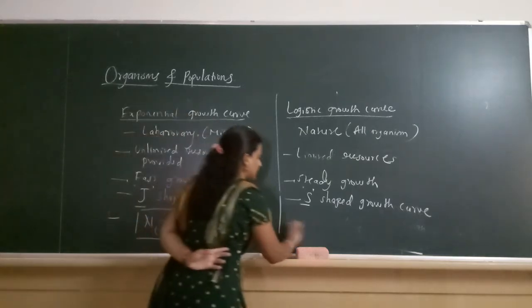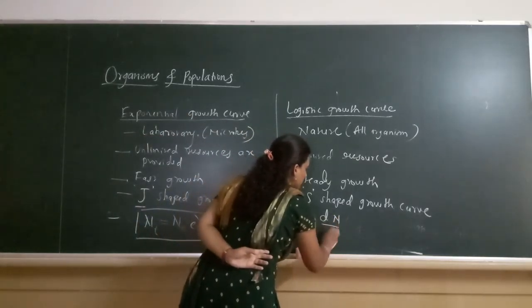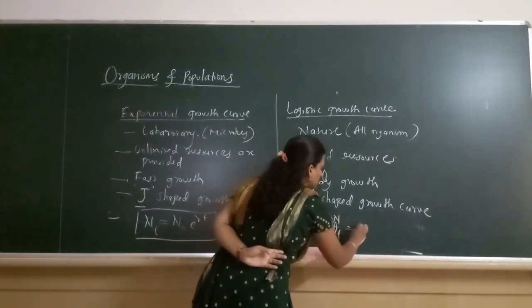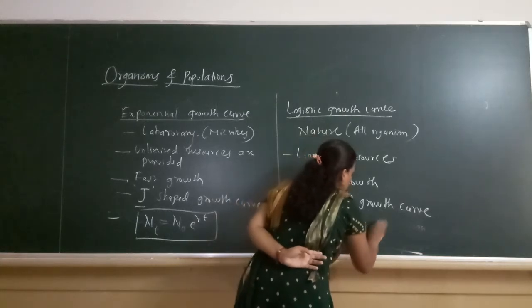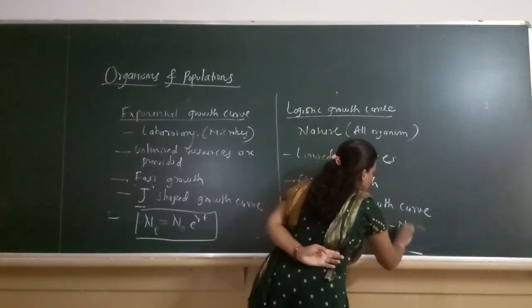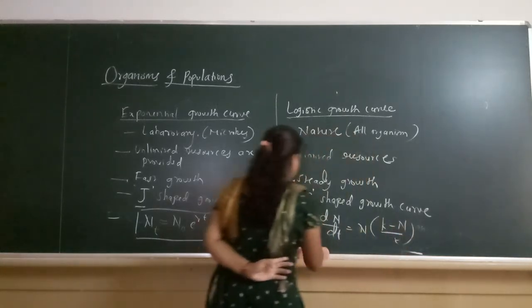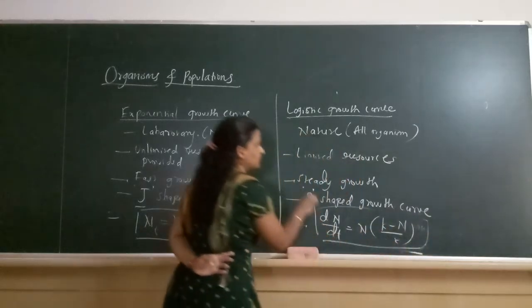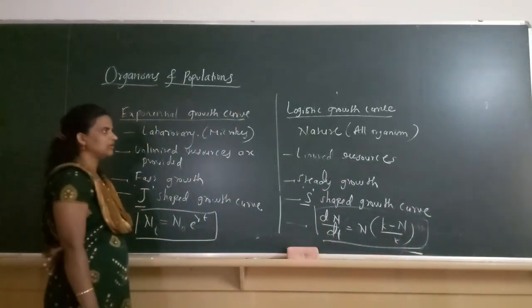Okay, what is the mathematical expression here? dN divided by dt is equal to rN (K minus N) divided by K. Okay, this is the mathematical expression of the logistic growth curve.